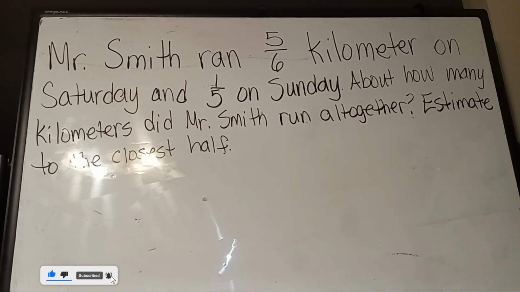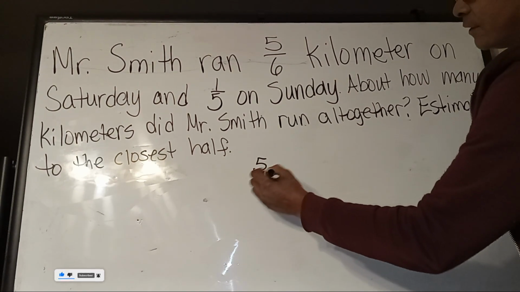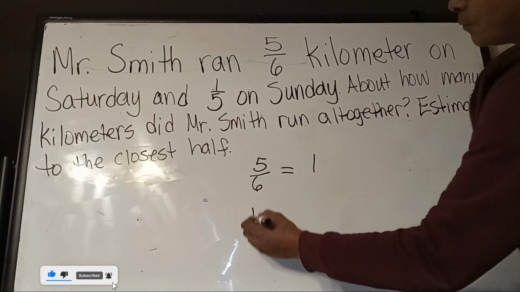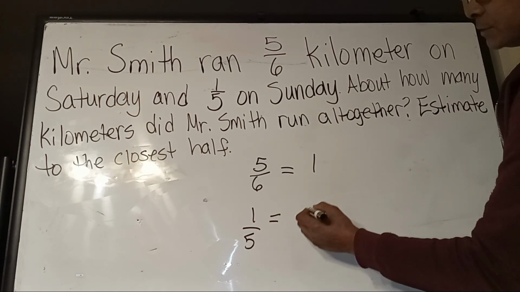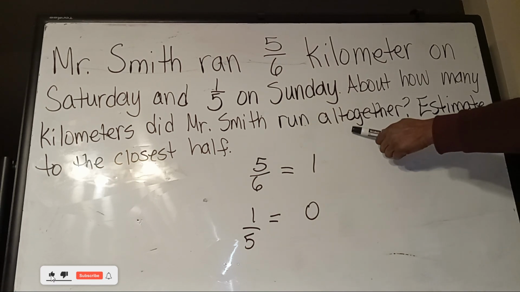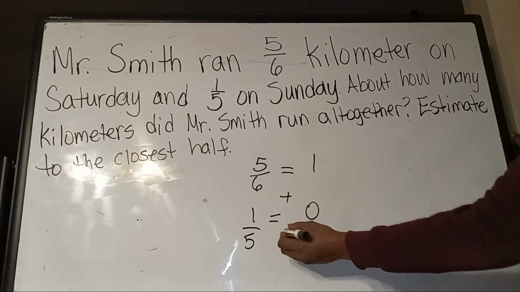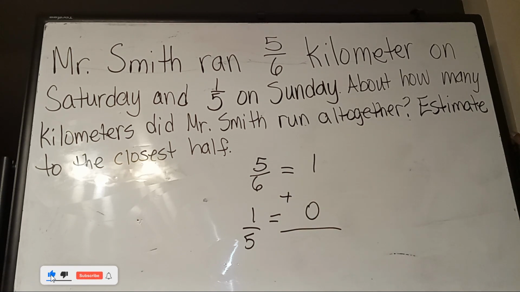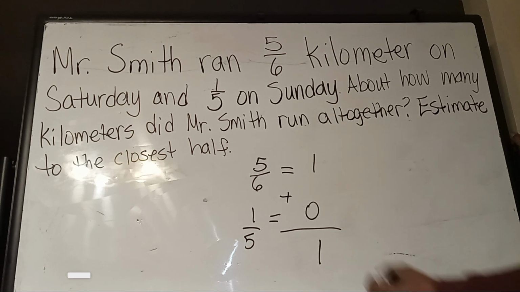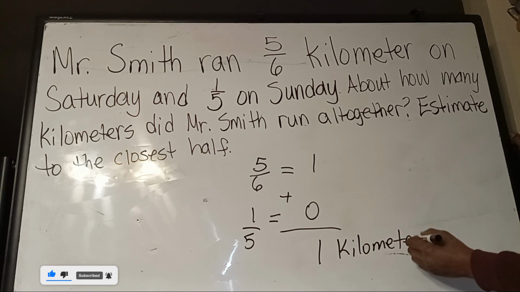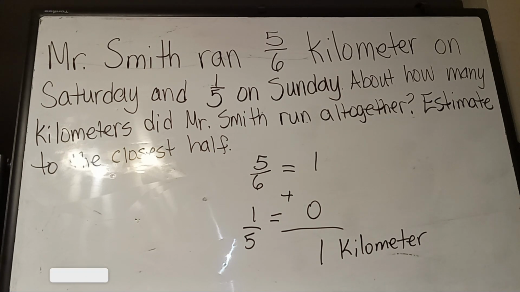All right, so now that we have 5 over 6 equals 1 whole, and we have 1 over 5 that equaled 0, it said "all together." That is our key word to let us know that we are adding. And when you add 1 plus 0, what do you get? 1. Exactly. So the answer to the problem would be 1 kilometer is how much he ran altogether, estimating to the nearest half.